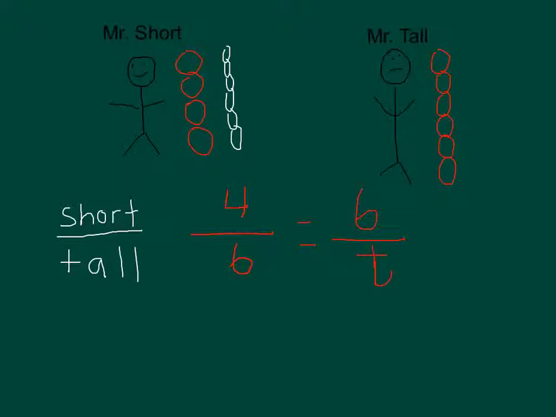Remember, the definition I gave you for proportion is two rates set equal to each other. Well, I do have a rate here, the rate of Mr. Tall and Mr. Short in buttons, and this is another rate, the proportion of Mr. Short to Mr. Tall in paper clips. These will be set equal to each other. Now let's talk about how we'll solve for Mr. Tall.